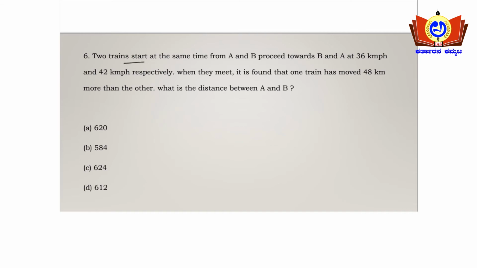Two trains start at the same time from A and B, and proceed towards B and A at 36 kilometers per hour and 42 kilometers per hour respectively. When they meet, it is found that one train has moved 48 kilometers more than the other. What is the distance between A and B? I'll solve it on the next page. This is the diagram I'll be drawing here.